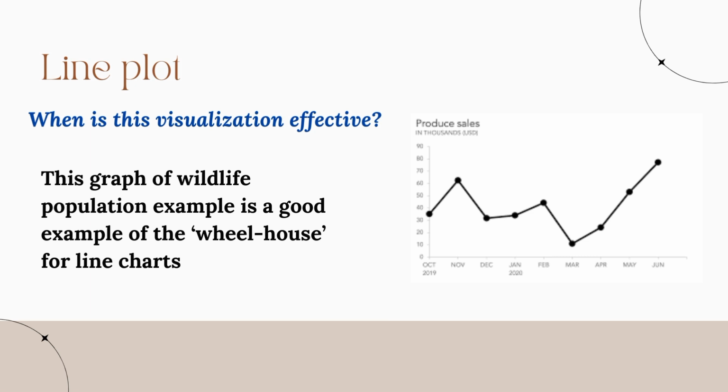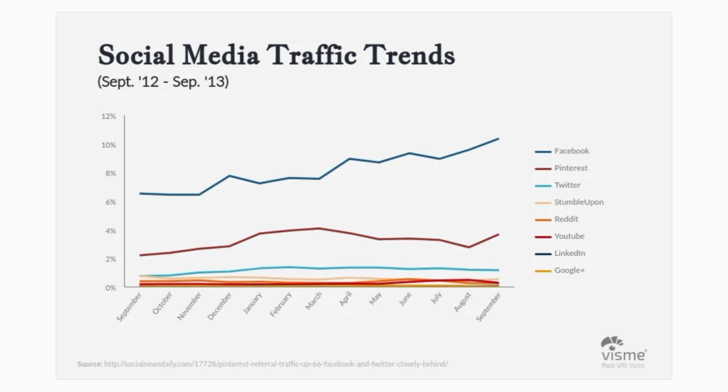This graph of wildlife population is a good example of the wheelhouse for line charts. The lines depicting rate of change make it very easy for the human eye to compare rates of change over time, or trends. This time series analysis is also useful when comparing trends between categories, such as the population of different species or social media traffic. Social media traffic from Facebook, Pinterest, Twitter, Reddit, YouTube, LinkedIn, and Google, as a comparison of the trends.